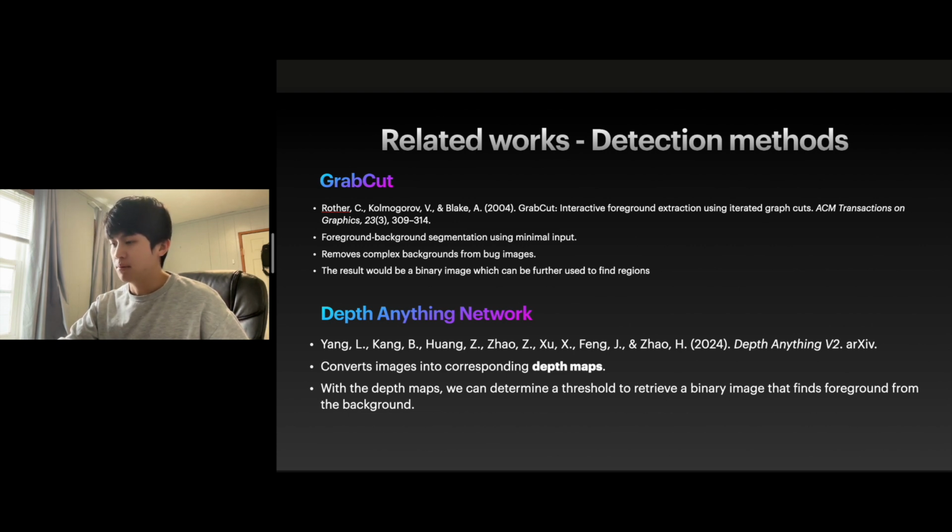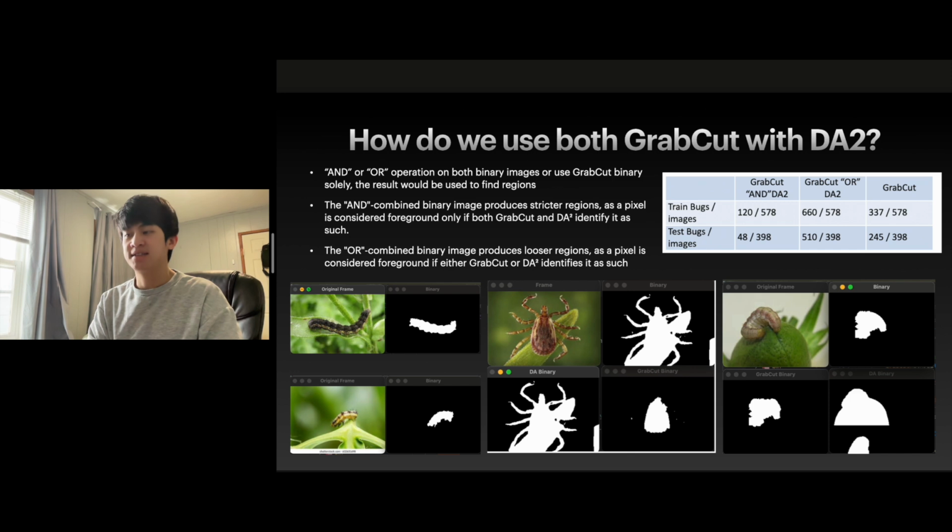DA2 is another pre-trained deep network we have seen used in past projects. The network will find the depth of each pixel in the image. We can utilize this to threshold and get a binary image. Next, the question is, how do we utilize these two methods together?